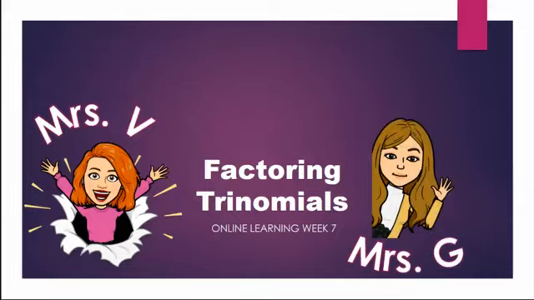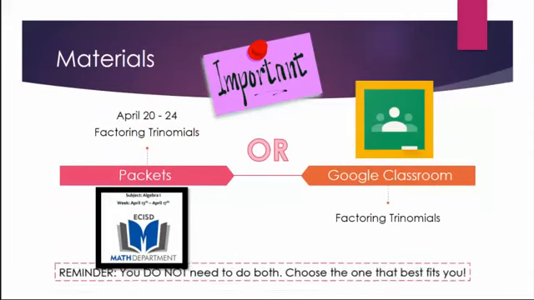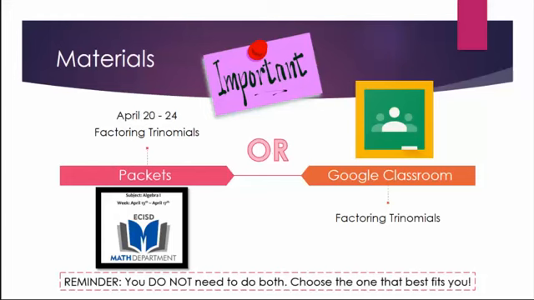The materials you're going to need are April 20th through the 24th, factoring trinomials in your packets that you should have received through the mail. If you have not received one, please let us know so that we can get one to you as quickly as possible. Or if you have Google Classroom set up, the assignment would be labeled factoring trinomials. Reminder, you do not need to do both. Choose the one that best fits you.